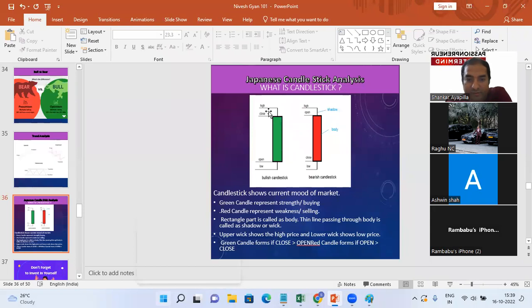So that's what it is showing. High, close, open, low; high, open, close, low. Sometimes they call it a shadow, some people call it a wick, but all terminologies are the same. That's how a candlestick is formed. A green candle represents strength, like people are very much interested to buy. A red candle shows weakness or people are ready to sell. This rectangular portion is called body, where most of the time it fluctuates, and these are the low and high points where it tried to touch both sides.